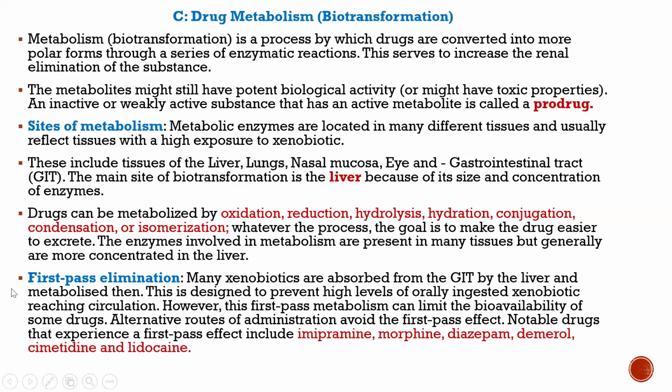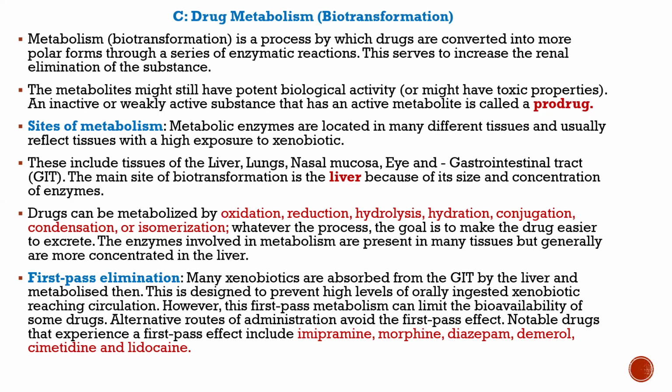So let's explain what first pass elimination is. I think I've explained it several times when I was explaining the rate of absorption and the factors. Many xenobiotics are absorbed from the gastrointestinal tract and the liver metabolizes them. This is designed to prevent high levels of orally ingested xenobiotic reaching circulation. However, first pass metabolism can limit the bioavailability of some drugs. Alternative routes of administration avoid the first pass effect. Notable drugs that experience a first pass effect include imipramine, morphine, diazepam, demerol, cimetidine, and lidocaine.